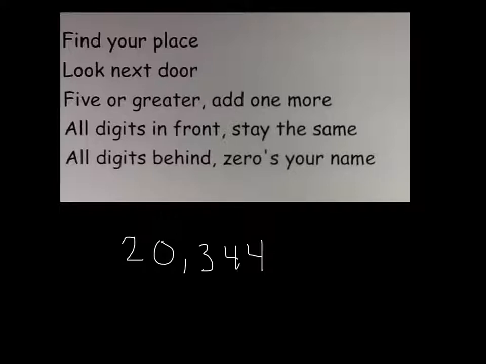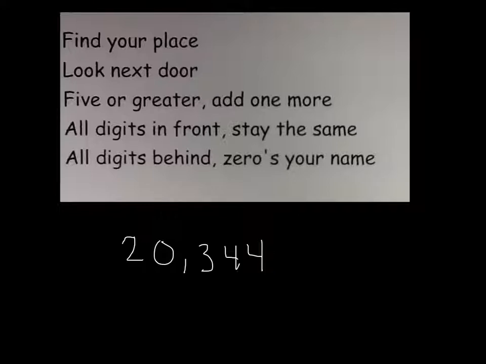You're going to get this piece of paper today. Read it with me. Whisper, read with me, please. Find your place, look next door, 5 or greater, add 1 more. All digits in front stay the same. All digits behind, 0's your name. We're going to be using this for rounding.